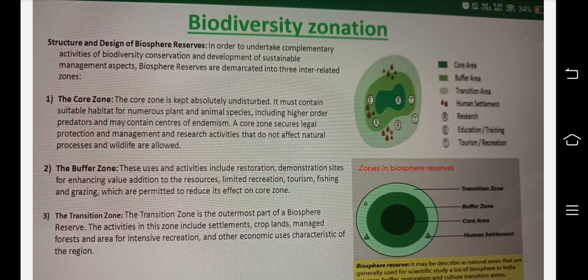These uses and activities include restoration, demonstration sites for enhancing value addition to the resources, limited recreation, tourism, fishing and grazing, which are permitted to reduce the effect on the core zone. And the transition zone.